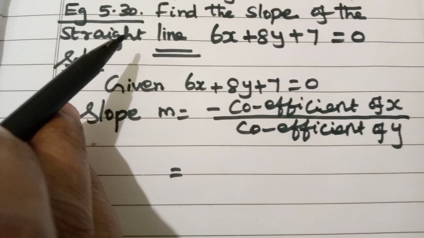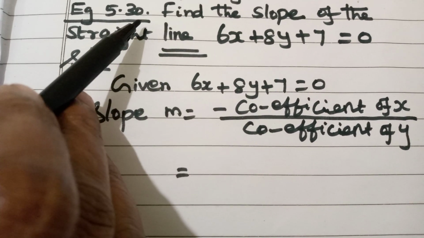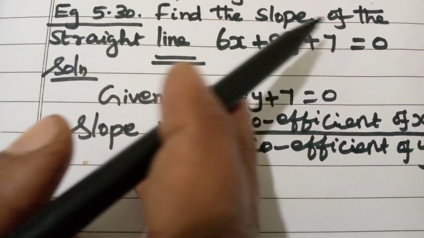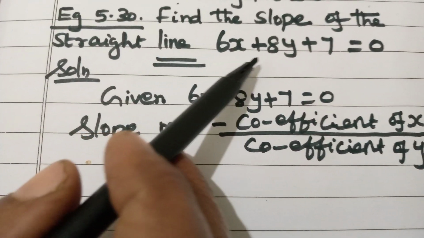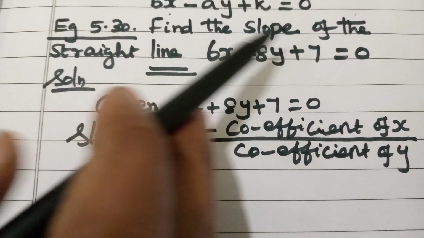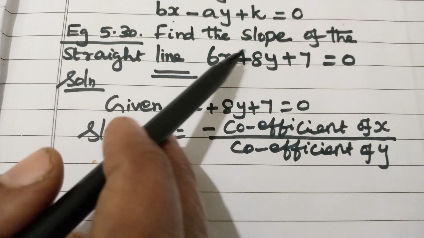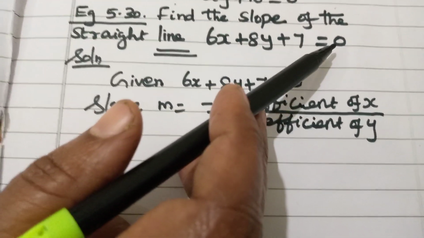Understood? Let's do example 5.30. Find the slope of the straight line 6x plus 8y plus 7 equal to 0. The given equation is in the form of ax plus by plus c equal to 0.